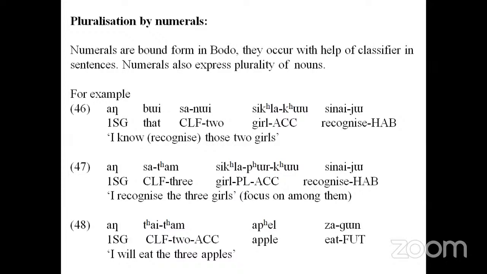In the number 46 example here, the plural marker is not attached to sikla, but optionally, in some other context, this marker can be attached to the noun even when the numeral is staying in the sentence. For example, in 47, ang satam siklaparkau sinaye. In this context the meaning is slightly different. That means I recognize the three girls; the girls are plural, but also I recognize those three among them. That means something more focused is recognized here.